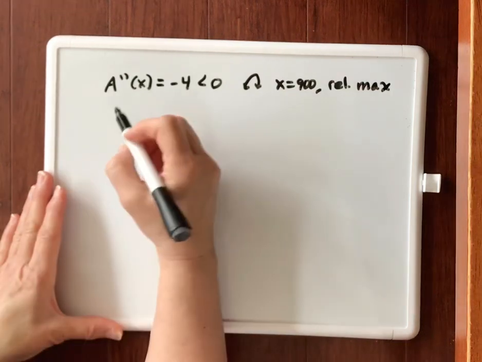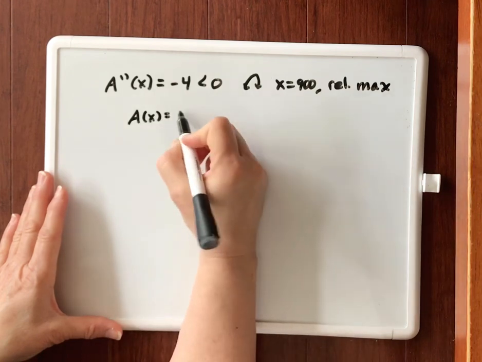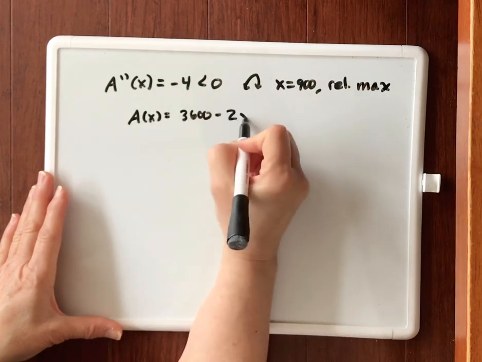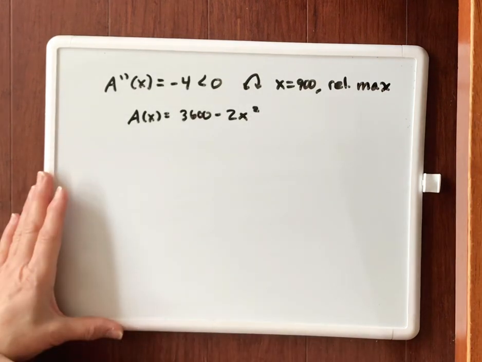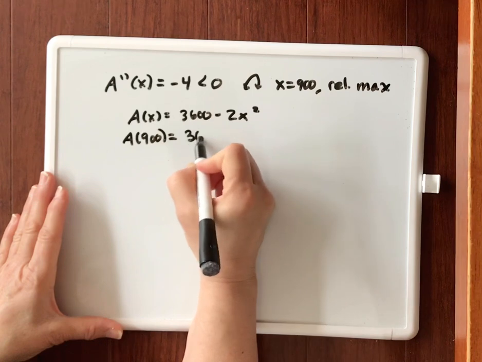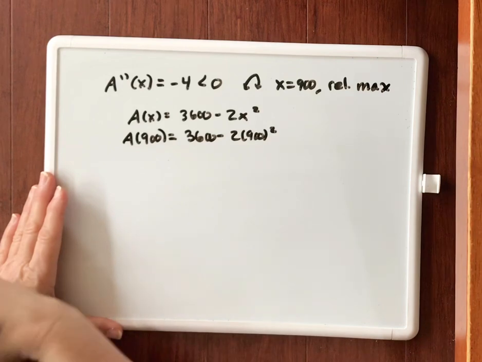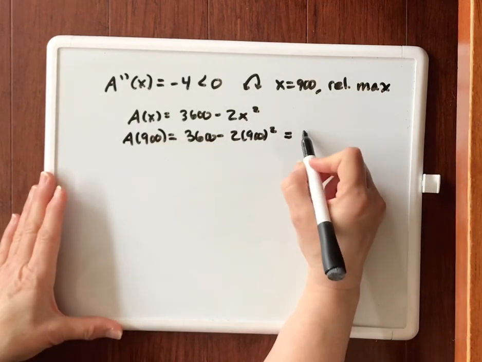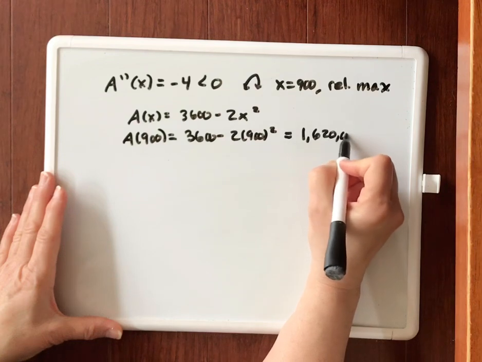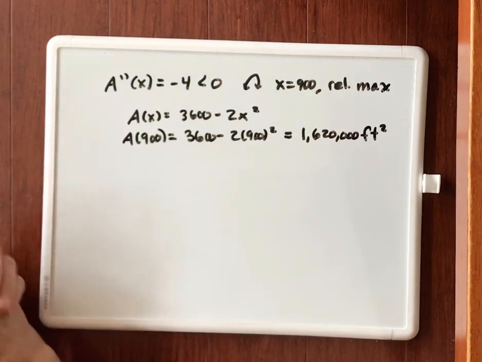Okay, so before we had stated that A of x equals 3,600x minus 2x squared. All right, so now we can put in 900, A of 900. Okay, and what we end up with is 1,620,000 feet squared. All right, so that'll be our maximum area.